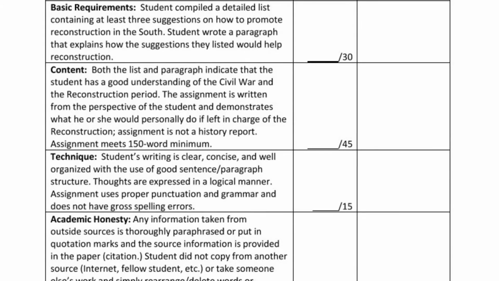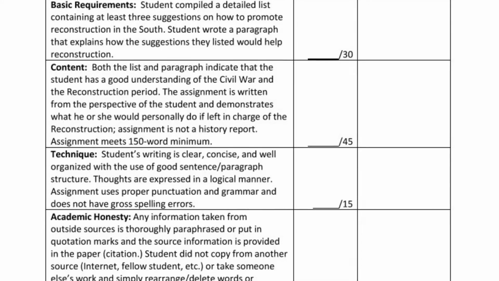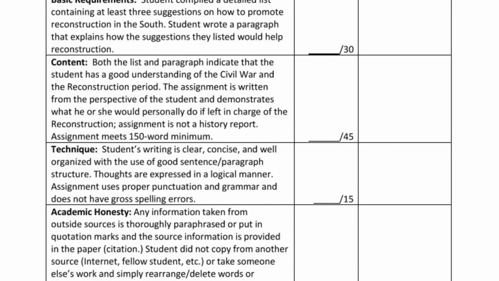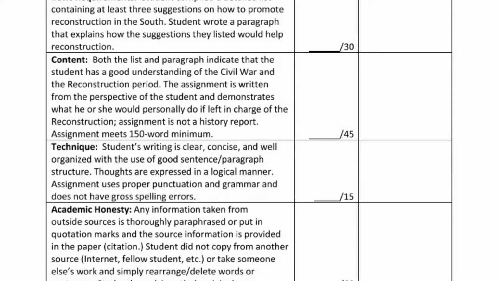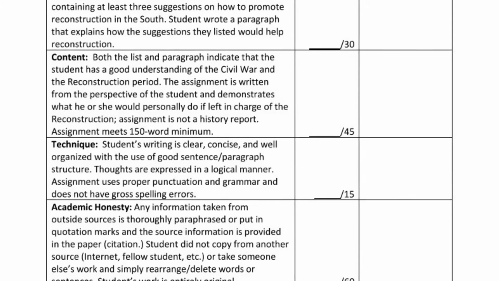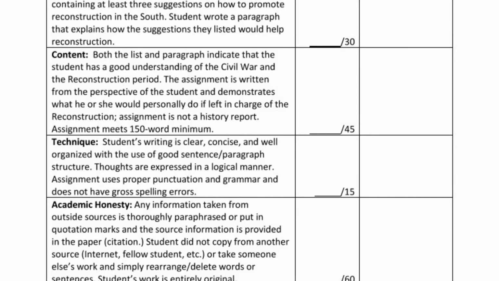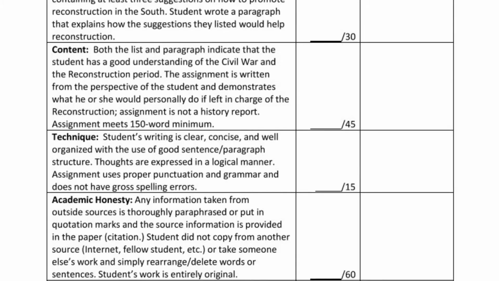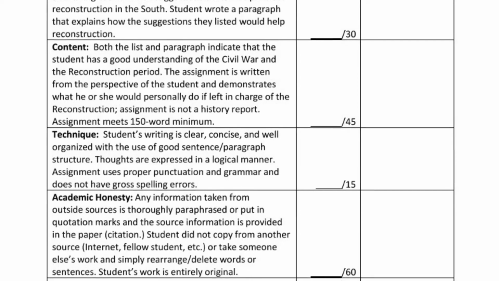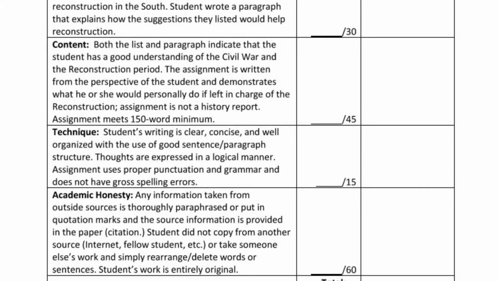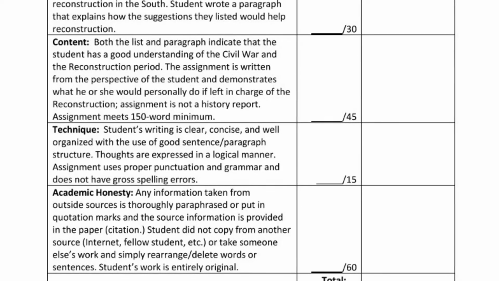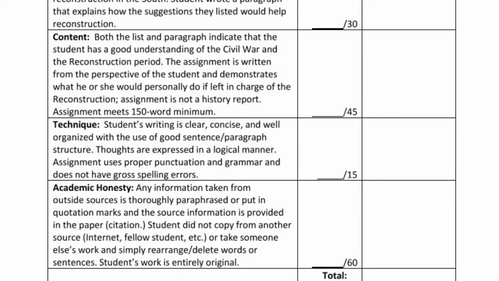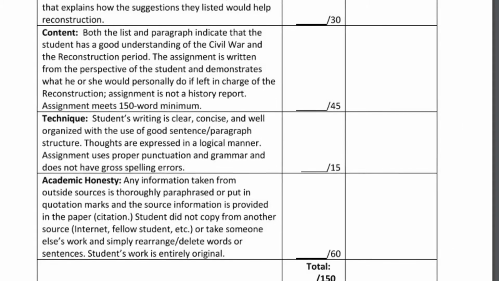The assignment is written from the perspective of the student and demonstrates what he or she would personally do if left in charge of the Reconstruction. This assignment is not a history report. It needs to be at least 150 words. Under technique, it says the student's writing is clear, concise, and well organized with the use of good sentence and paragraph structure. Thoughts are expressed in a logical manner. Assignment uses proper punctuation and grammar and does not have gross spelling errors.